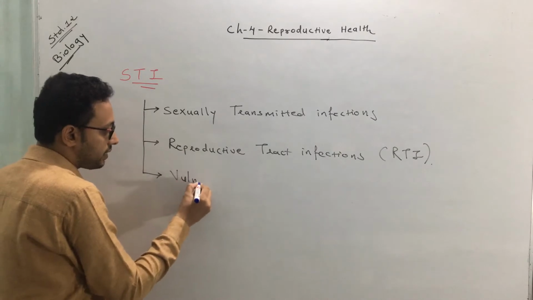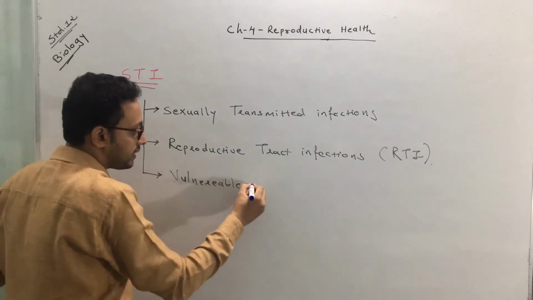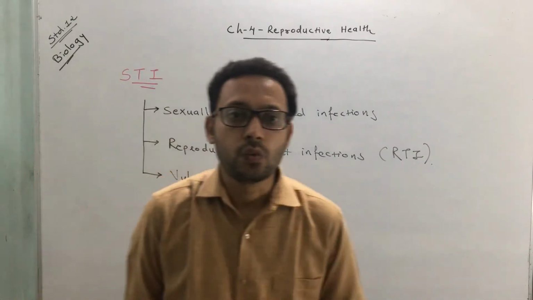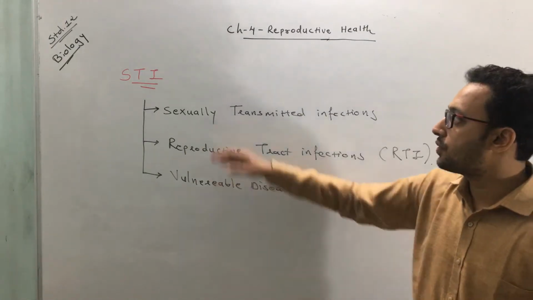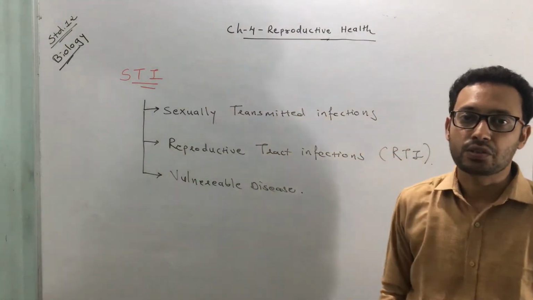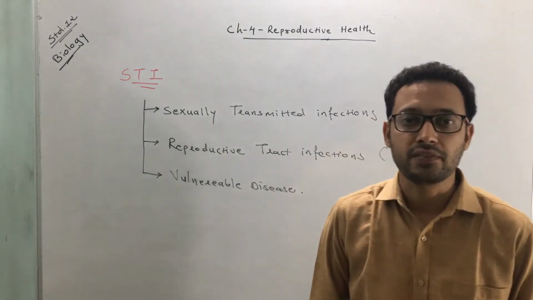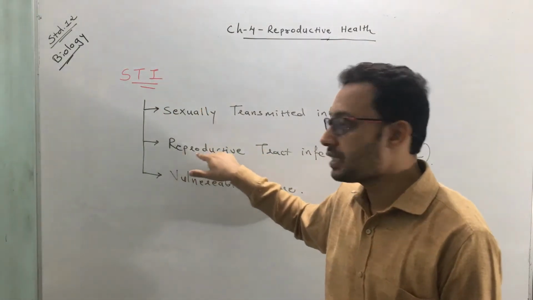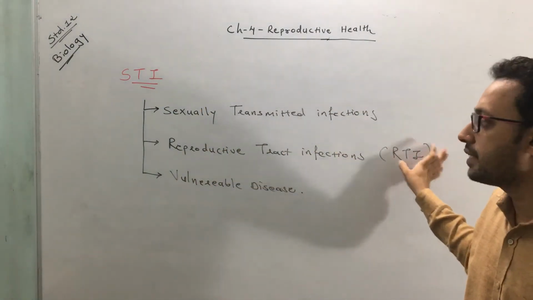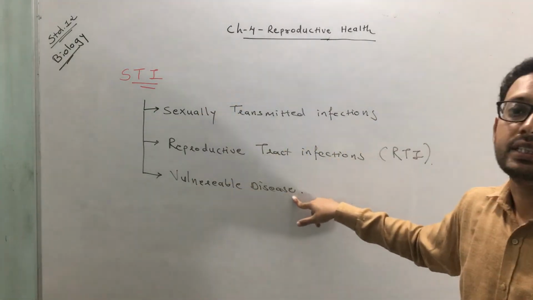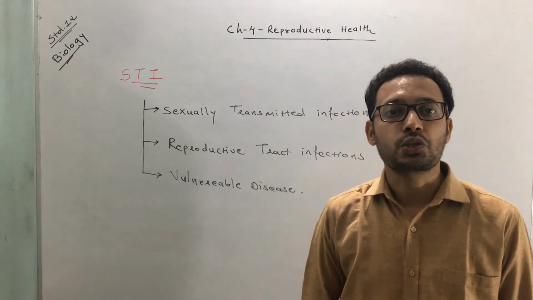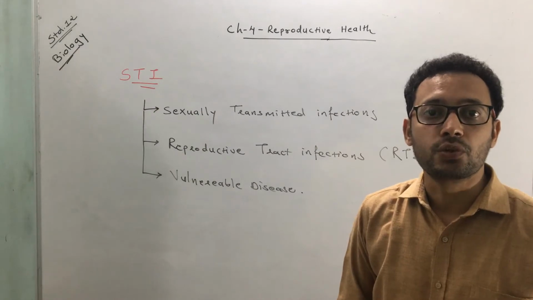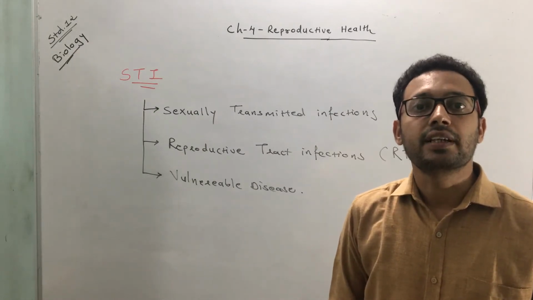What is another name of this sexually transmitted infection? It is also called venereal diseases. So these are the three names of sexually transmitted infections. I again repeat, sexually transmitted infection or STI can also be called reproductive tract infection, RTI, or venereal diseases. The infections or the diseases which are spread through sexual intercourse are called sexually transmitted infections.